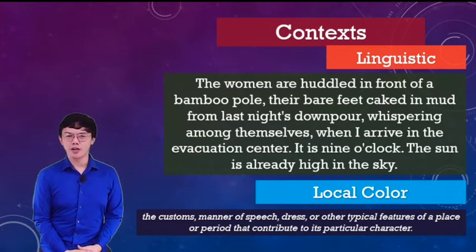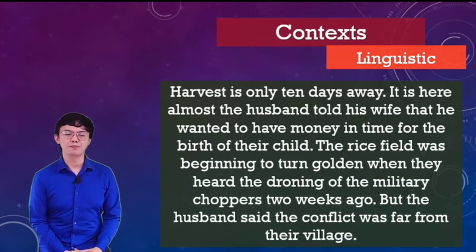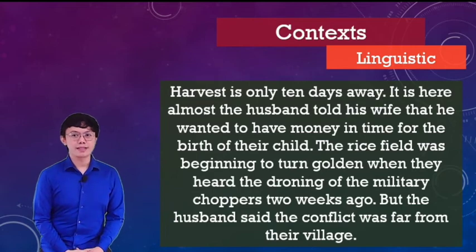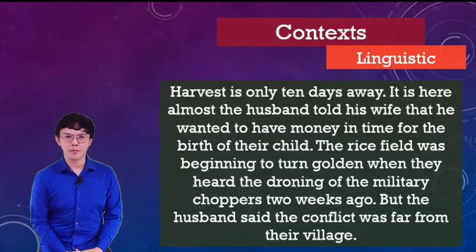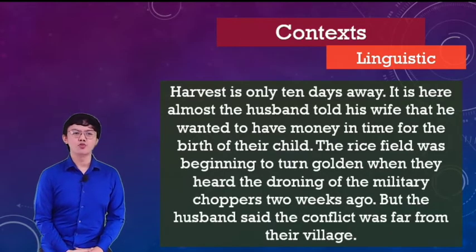Let us have another part of the text where linguistic context must be used. What do you think is the reason why the civilians are in the evacuation center? Let's see this part of the story. Harvest is only 10 days away. It is here almost the husband told his wife that he wanted to have money in time for the birth of their child. The rice field was beginning to turn golden when they heard the droning of the military choppers 2 weeks ago. But the husband said the conflict was far from their village. Which words inform you of the reason why the civilians are in the evacuation center?